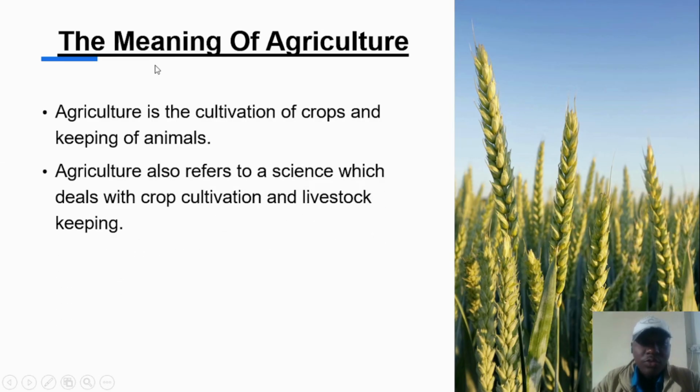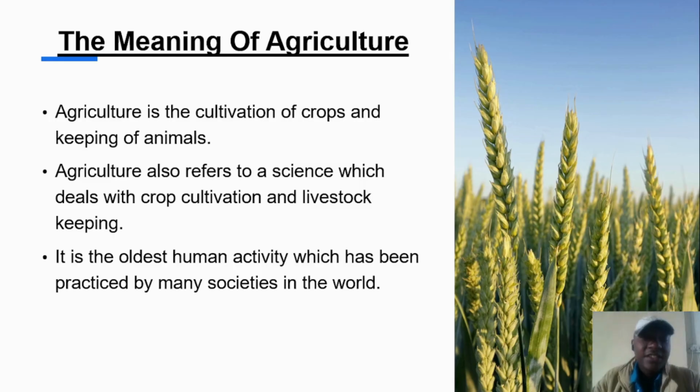Now, agriculture, you can also refer to it as a science which deals with crop cultivation and livestock keeping. So you can also define agriculture as a science which deals with crop cultivation and livestock keeping. It is the oldest human activity, which has been practiced for a long time by many societies in the world, because this is the basic human activity that many societies practiced just to gain food. So it's the oldest human activity that has been practiced by many societies in the world.